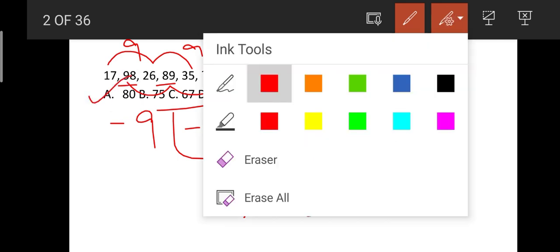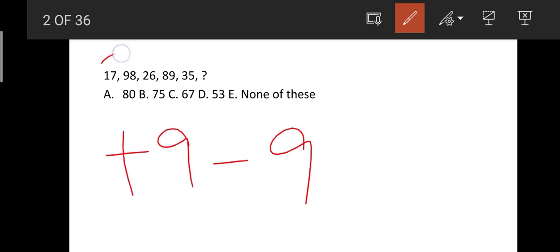Okay friends, I think you have understood. Here they have alternately taken plus 9 and then minus 9, plus 9 and then coming to here it is minus 9. Okay friends, in this question our answer is the first option, 80.